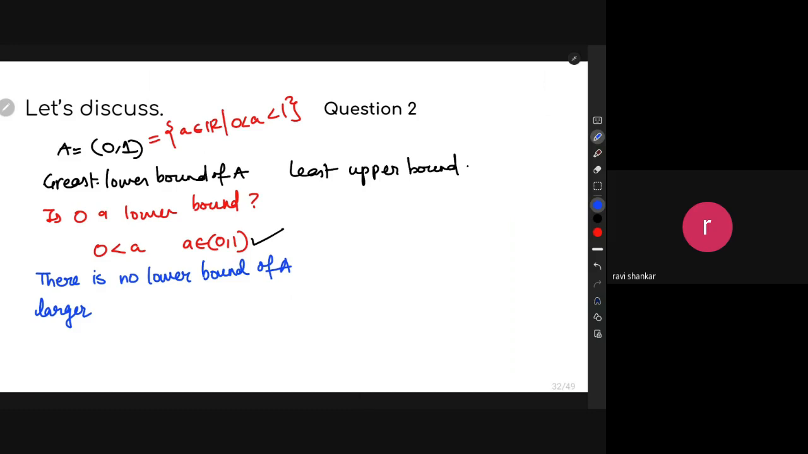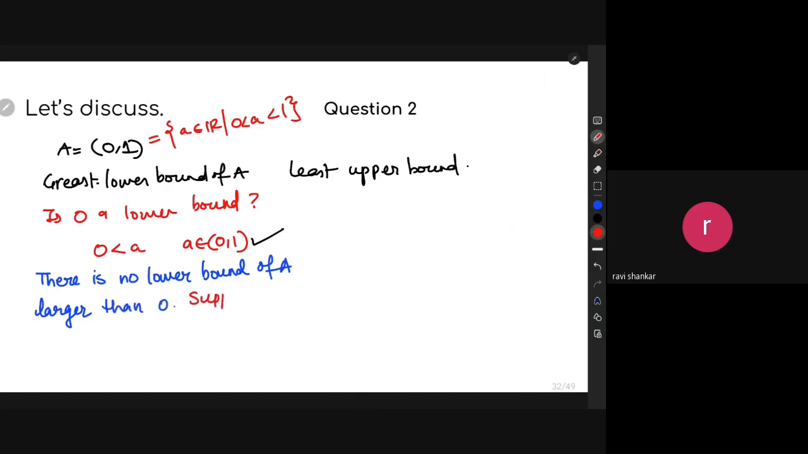This can't be proved using the epsilon delta definition. This is not a limit, this is not a sequence. This is upper bound and lower bound, so this can't be proved using epsilon delta. Epsilon delta comes in when you prove continuity or limit. So there is no lower bound of A larger than 0. How do we prove that?